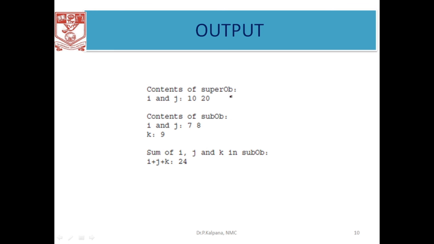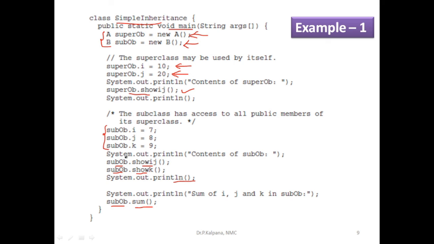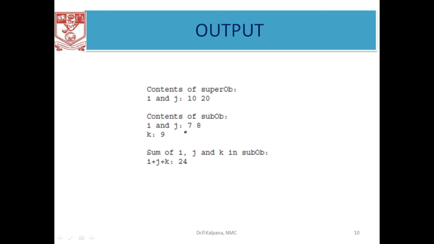The contents of superOb: i and j: 10 and 20. As far as superOb is concerned, the values of i and j are 10 and 20. Whereas the contents of subOb, i and j are 7 and 8, whereas k is 9, because here we have assigned subOb.i = 7, subOb.j = 8, and subOb.k = 9. That's why we are getting 7, 8, and 9 here. The summation here is i + j + k : 24. This is the output of this program.